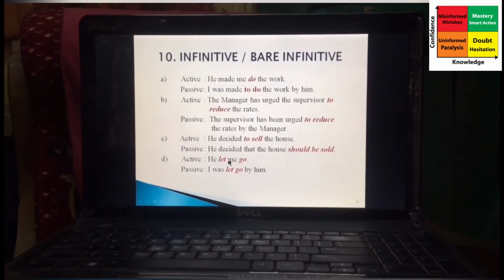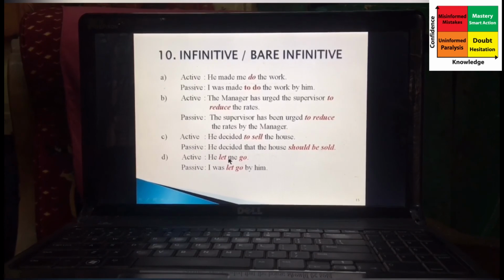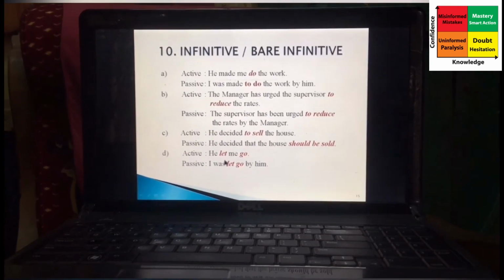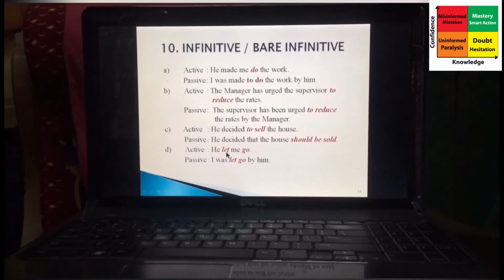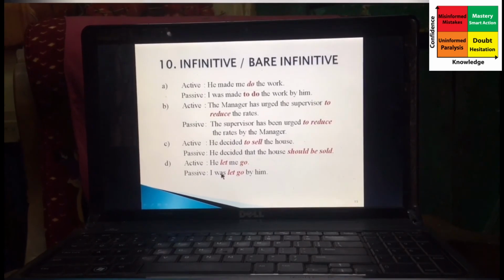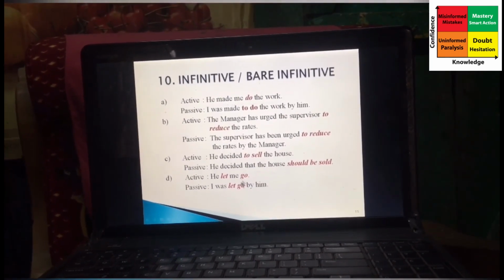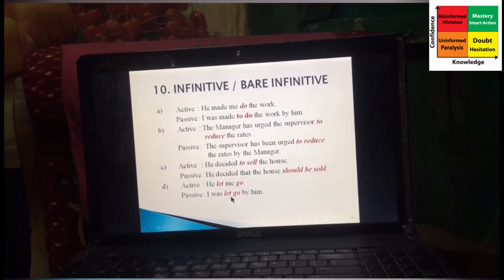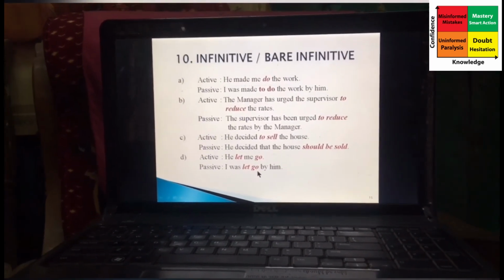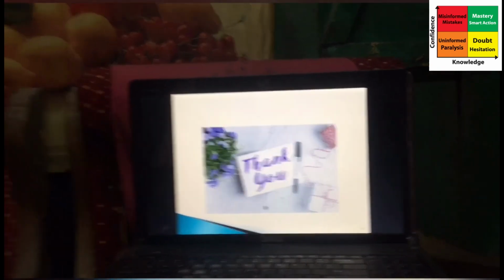He let me go. But it is also another type of bare infinitive. Bare infinitive means we are not getting to. But here there is a to. So it is past, he let. If it were present, then we would get s. So it is past: I was let, then go. But don't use let to go. After let there will always be the base form of the verb. Led by him.